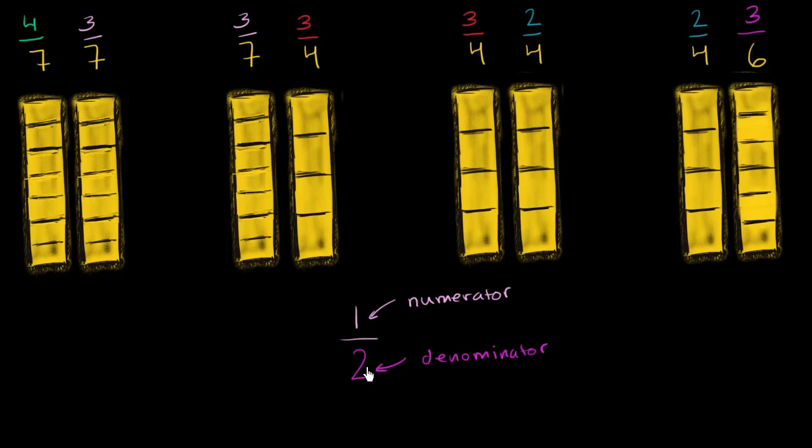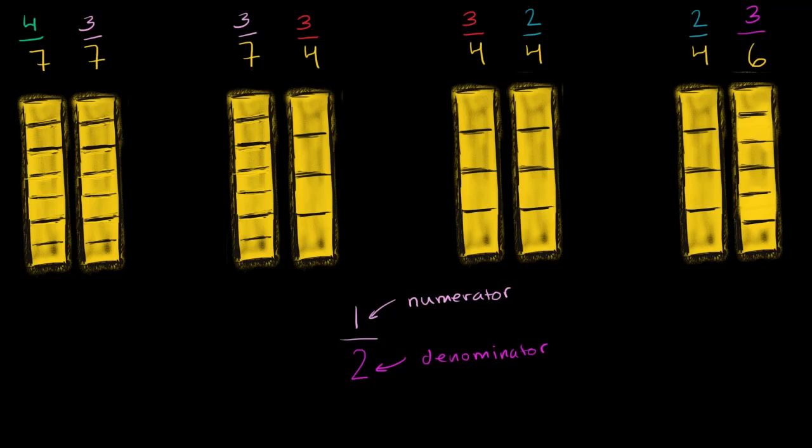Now that we know that the top number is the numerator of the fraction and the bottom number is the denominator, I want to compare pairs of fractions that have either the same denominator or the same numerator. So let's look at this first pair. I want to compare 4/7 to 3/7. And I have two wholes right over here. They're the same whole, and I've divided them into sevens. I've divided them into 7 equal chunks. And I want to see what's larger, 4/7 or 3/7.